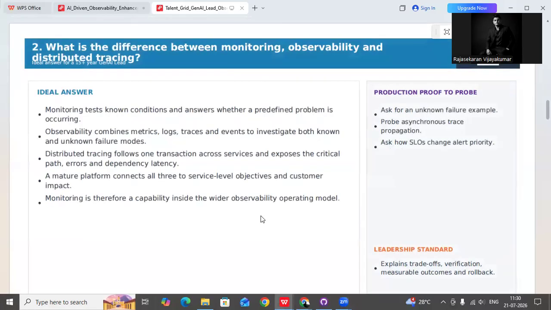The next question is, what is the difference between monitoring, observability, and distributed tracing?